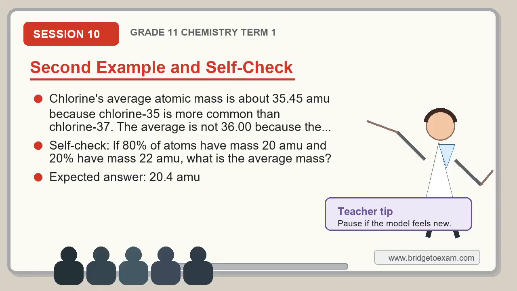Now answer this self-check. If 80% of atoms have mass 20 AMU and 20% have mass 22 AMU, what is the average mass? A strong answer should include 24.4 AMU. Hint: use 0.80 times 20 plus 0.20 times 22.